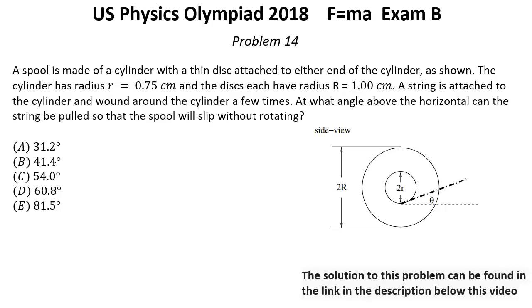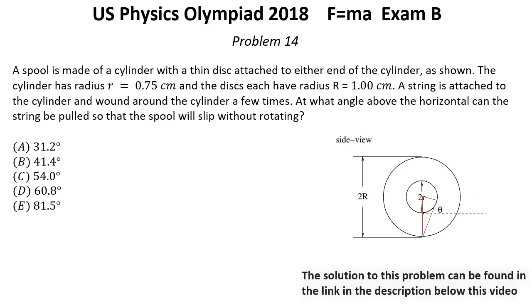For the spool to avoid rolling, there must be zero torque about the spool's contact point with the ground. This occurs when the string lies on a line that intersects the contact point, which we can show in the next picture. Drawing a right triangle gives us this expression: sine of (90 degrees minus theta) equals small r over big R. From here we can find that theta equals 41.4 degrees. That's answer B, and this was a solution for problem number 14.